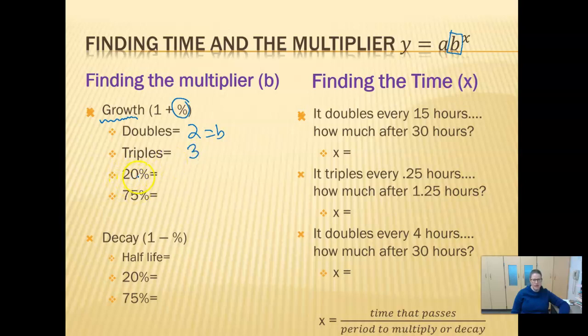But here, if it says it increases by 20%, 20% in decimal form is 0.2, and that's what I'm actually going to add 1 to. So 1 plus 0.2 is just 1.2. Whoops, not 0.02. 0.2, because I would move my decimal over twice to undo the percentage. So the growth multiplier would be 1.2. Okay, if it's 75%, I would change that to 0.75 and then add 1 plus 0.75, which will give me 1.75. So that would be my multiplier.